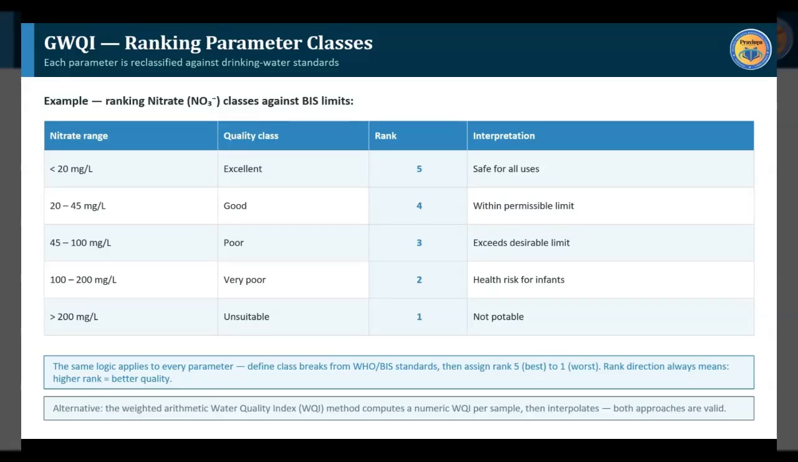Now, here is something that I want you to notice because it will come back later. For almost every one of these parameters, the high rank, 5, goes to the value that is good for human use. Low TDS is good, soft water is good, low nitrate is good. So, for the quality index, a high final score means good water. Hold that thought, because when we get to flood risk, the direction flips completely, and we will come back to that.